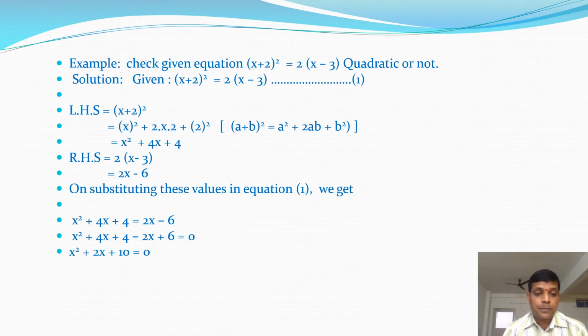Now next step. x square, 4x minus 2x. These two are like terms and they contain different signs. 4x minus 2x is equal to 2x. 4 plus 6 is equal to 10. x square plus 2x plus 10 is equal to 0.